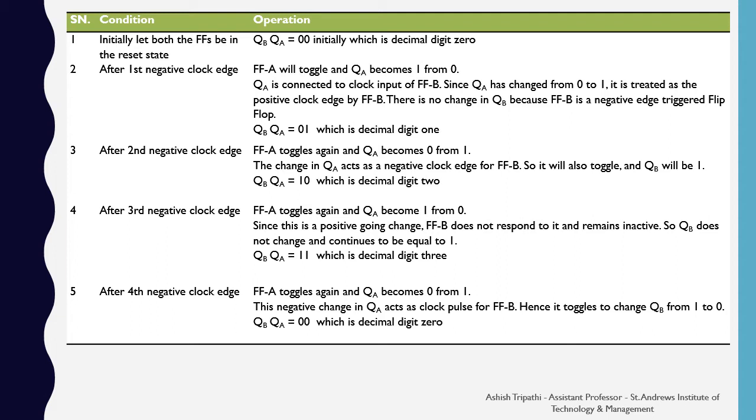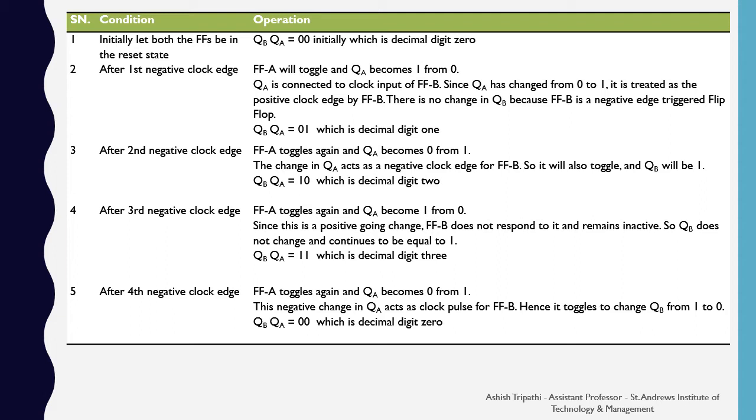After applying the third negative clock edge, flip-flop A again toggles and QA will become 1 from 0. This is a positive change, hence there won't be any FFB output and QB will remain the same as the previous. So QB QA will be 1 1, which is the decimal digit 3.